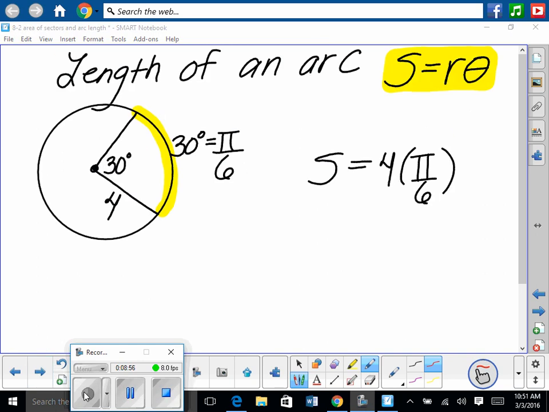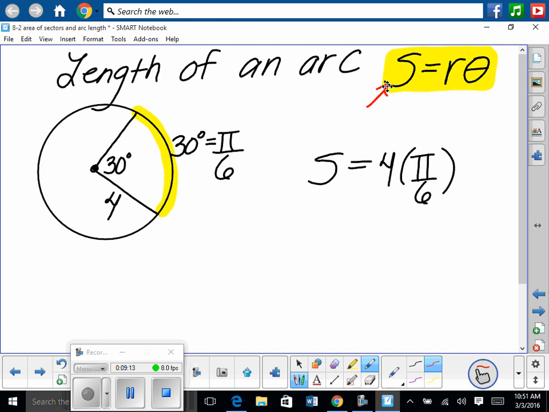Now remember, if we're ever dealing with the physical length of an arc, we always want our degree measure to be in radians because that's a physical length. So remember yesterday we learned to find the length of an arc with a radius other than 1. Even in a radius of 1 this works. But S is equal to R times theta.